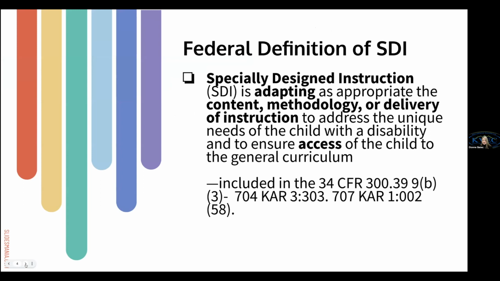So here's the federal definition. So it is adapting, and we're going to talk a little bit more in detail about those three pieces here. We're adapting as appropriate the content and the methodology, or our delivery of instruction. The big goal is that we want to ensure that a child with a disability does have access to the general curriculum. So we want to make sure that children have access. And the way we do that is through the way we deliver instruction.